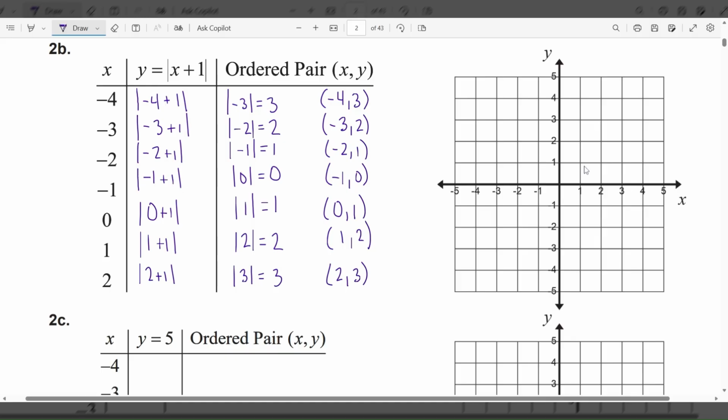So now we plot our points. Negative 4, positive 3. Negative 3, positive 2. Negative 2, 1. Negative 1, 0. 0, positive 1. 1, positive 2. 2, positive 3. Once again, judge my lines. There we go.